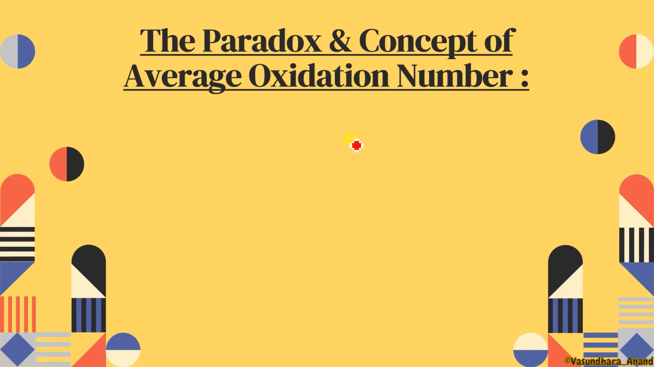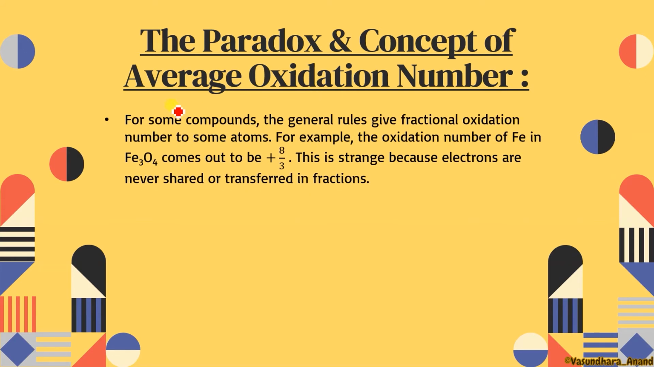So what is the reason behind that? Actually, that is not the oxidation number, rather it is the average oxidation number. Let me show you with an example like Fe3O4. If you find the oxidation number, you will get 8/3. But in this Fe3O4, this is strange because electrons are never shared or transferred in fractions. So how did 8/3 come? What is it actually? This value we are getting is the average oxidation number of all these three Fe.